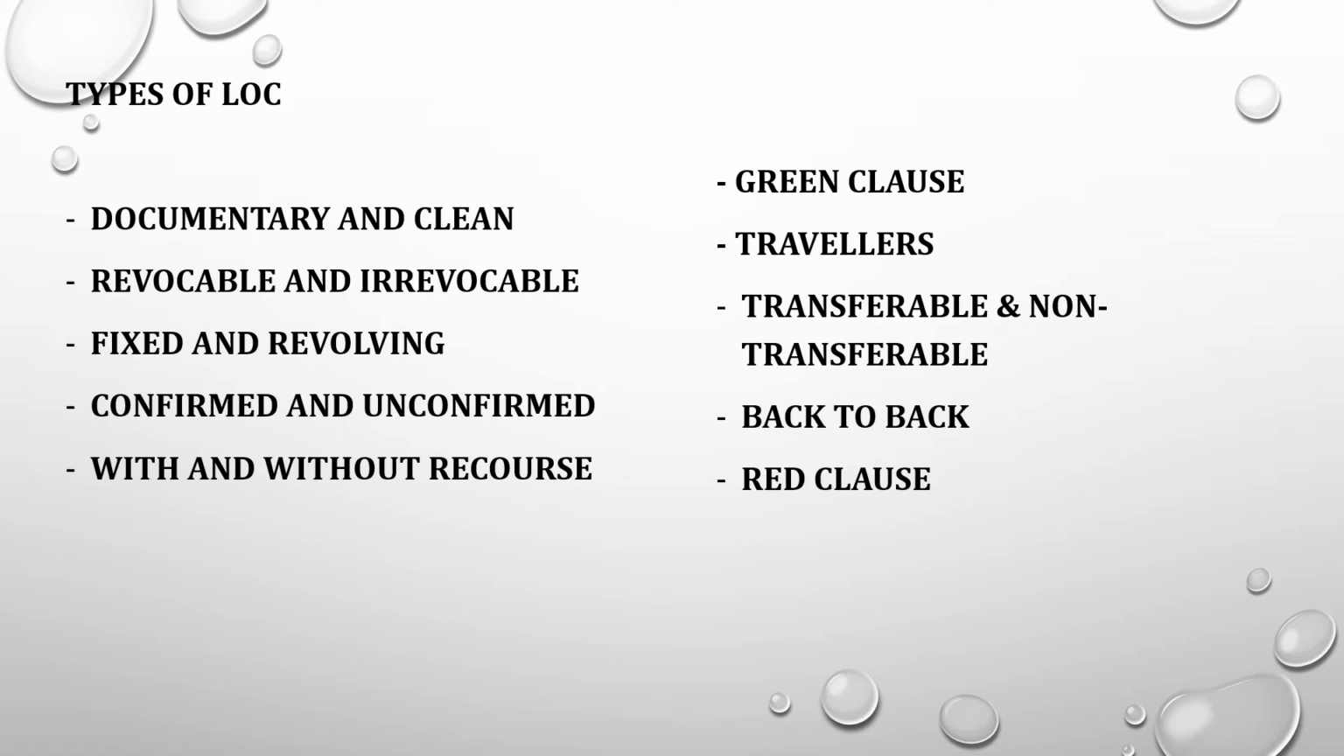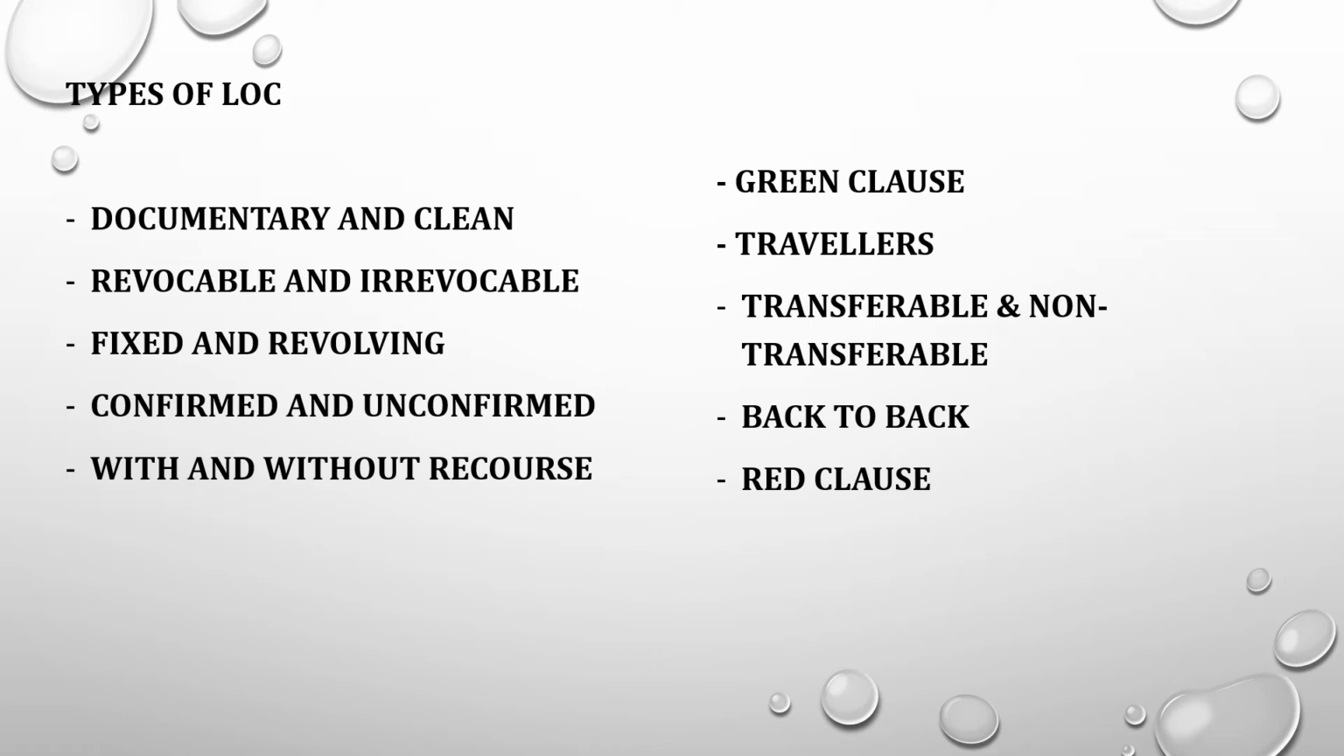Next is green clause letter of credit. This is a letter of credit which allows the exporter to get finance for warehousing and insurance charges at the port where the goods are stored pending availability of the ship. So here he is getting finance mainly for two purposes, that is warehousing and insurance charges. Traveler's letter of credit. This is a letter of credit which is issued for the convenience of the traveling public. It is issued by the banks mainly to avoid the risk of loss or inconvenience in carrying large amounts of cash. This consists of both LOC, letter of credit, and letter of identification.